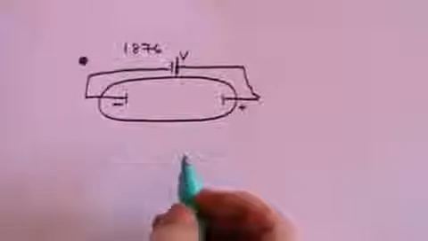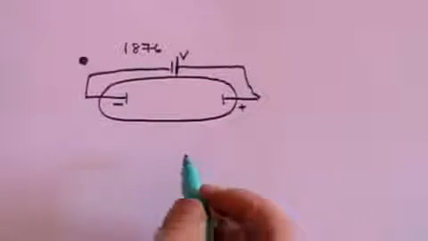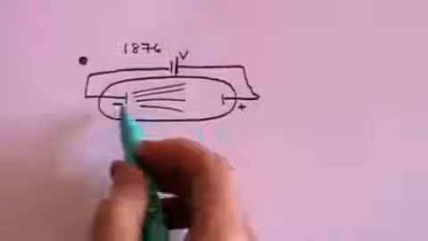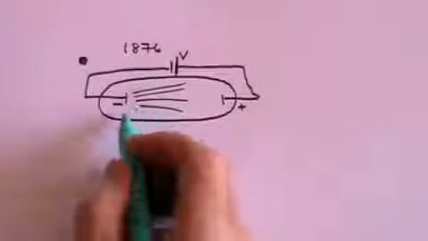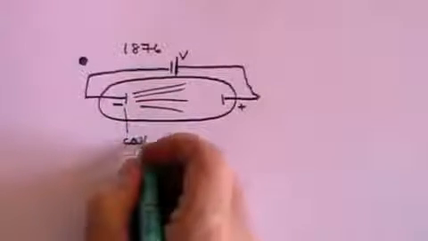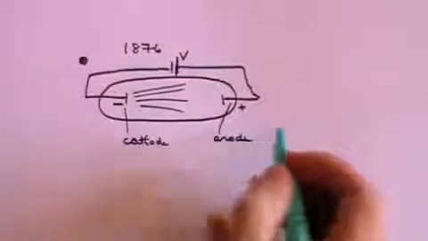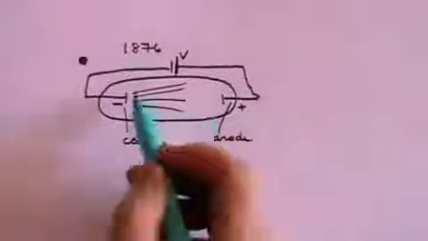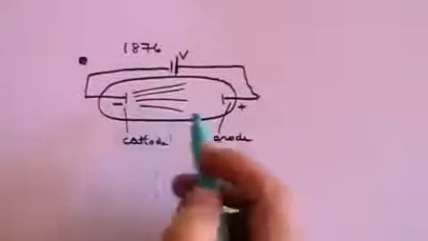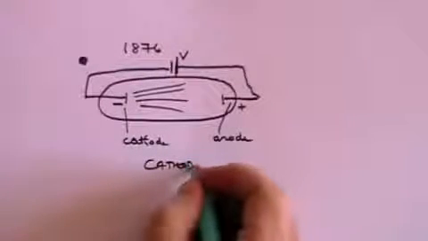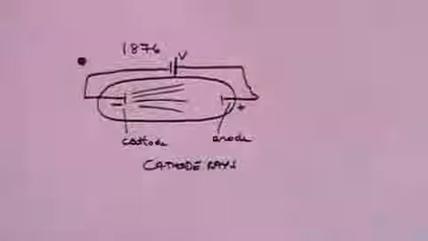And what was seen, if you evacuate the glass tube, was rays seemed to emanate from this terminal here. And the negative terminal is called the cathode, and the positive terminal is known as the anode. And those rays which seemed to come out of the cathode were called cathode rays. As we shall discover, cathode rays were in fact electrons, but nobody knew that at the time.